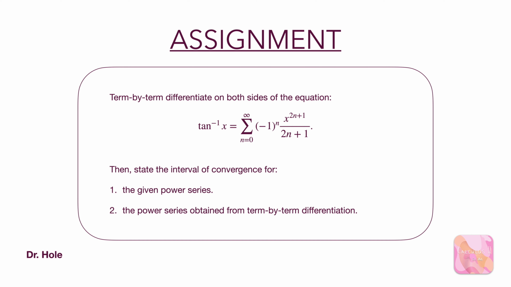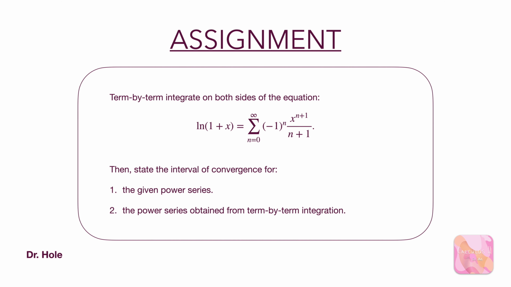Your turn. Term by term differentiate, then find the interval of convergence for the given power series, and also the power series obtained by term differentiation. Good. So that was arctan. Here is ln of 1 plus x. That's the one that we just worked with. Now integrate that once more. State the interval of convergence for what you're beginning with and then what you end up with.